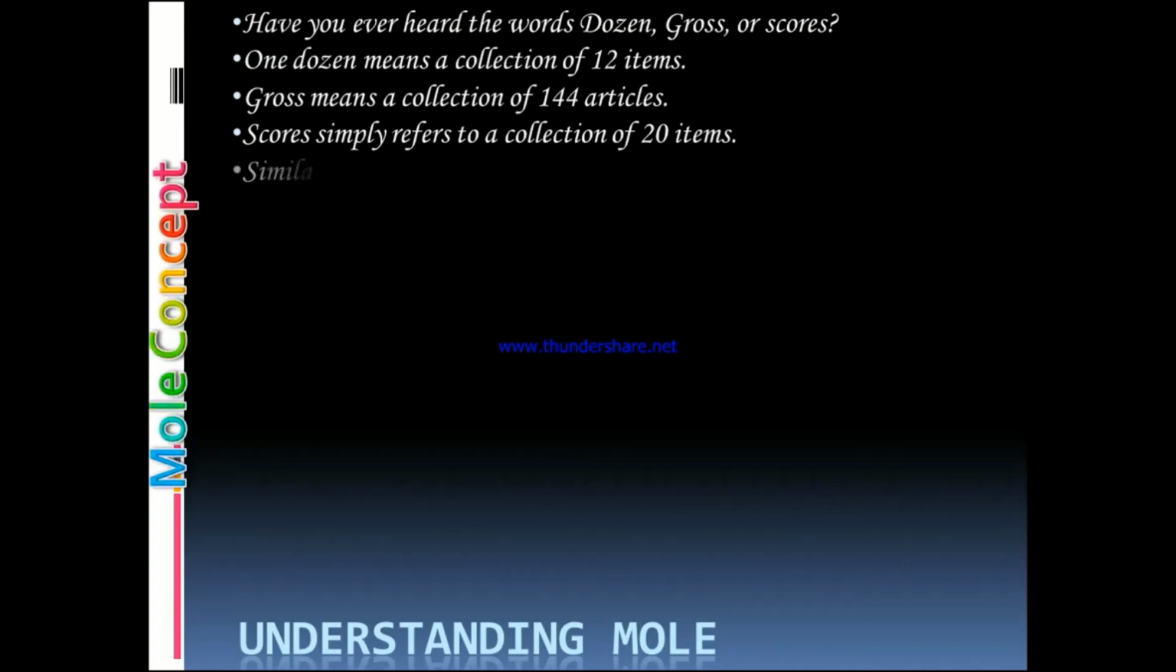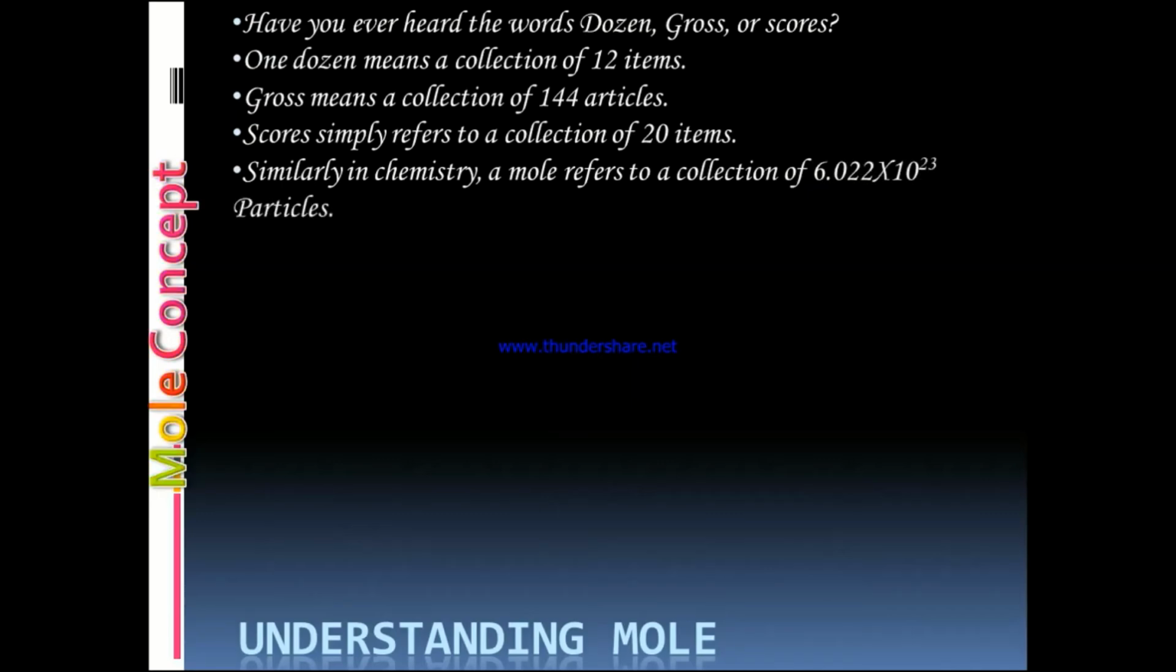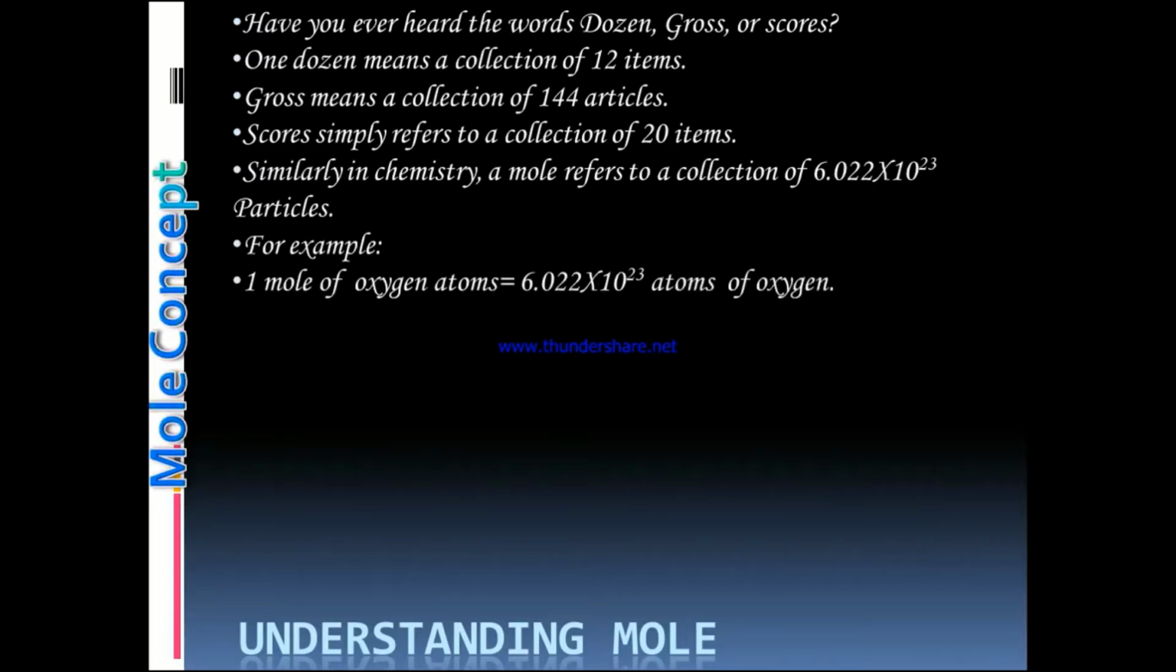One similar term is used in chemistry, that is a mole. A mole refers to a collection of 6.022 × 10^23 particles. So children, mole is a similar word like dozen, gross, scores, which is very commonly used in chemistry. For example, 1 mole of oxygen atoms is a collection of 6.022 × 10^23 atoms of oxygen.